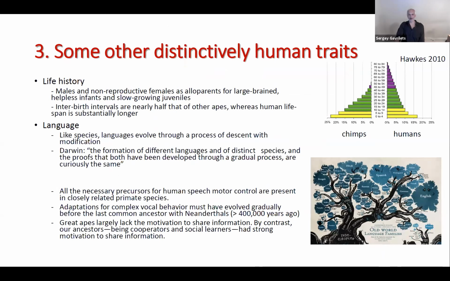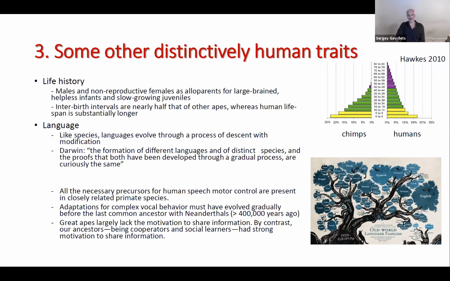Okay. So now the third question when you apply speciation theory is to look at some distinctive traits. And there are many of them. I'll just outline a few for you. Life history changed dramatically when males and non-reproductive females started cooperating with parents to help raise large-brained and helpless infants. As a result of this, the interbirth interval dramatically decreased. It's about half of what it is in our apes, and human lifespan dramatically increased.